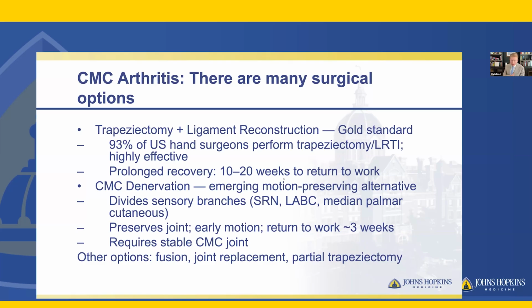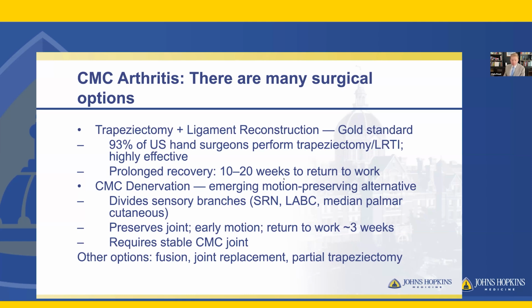One surgery that we've helped pioneer here at Hopkins and studied quite a bit, which we're going to talk about in the next couple slides, is something called a CMC denervation. The idea here is we target the specific wires going to the CMC joint, and then we selectively perform a neurectomy, or we cut those branches. So we don't affect sensation to the hand or to the rest of the thumb. It's really just the CMC joint itself that we target.